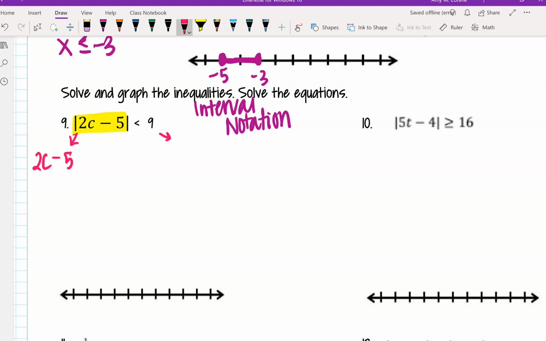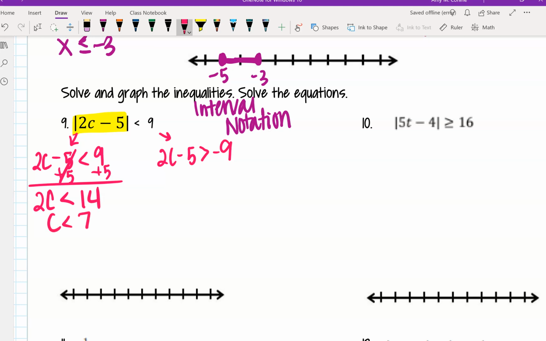So 2c minus 5 is less than 9, and I have 2c minus 5 is now greater than negative 9. Okay, so I'm adding 5 over, because that's the opposite. They're inverse operations. So now 2c should be less than 14, so c is less than 7. And then I'm doing the same steps on the other side. So 2c is now greater than negative 4. And when you divide by 2 here, c is still greater. We don't flip it because we divide by a positive, but it's greater than negative 2.